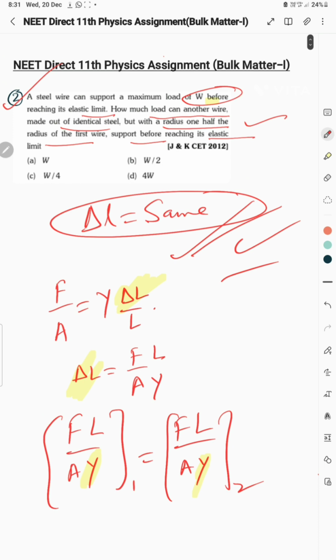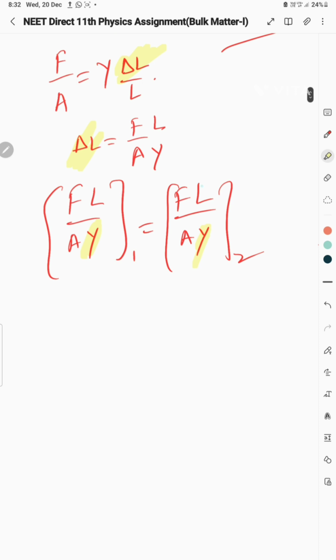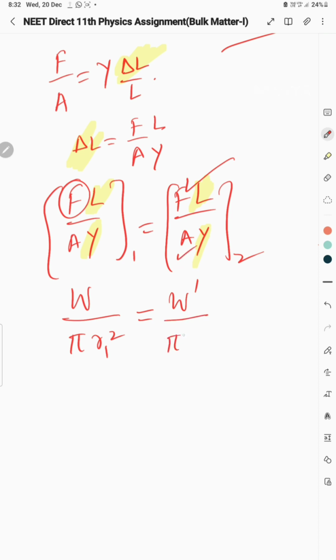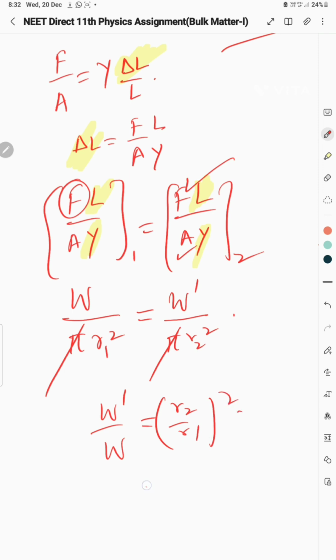Over here, it's written that the two wires are identical in every respect. That is, it means original length is also same. Only thing we are supposed to do now, initially the force is weight W, area of cross section is pi r1 square. Here force is W prime and the area is pi r2 square. You cancel out this and this. Alternando, that is W prime by W is r2 by r1 whole square.